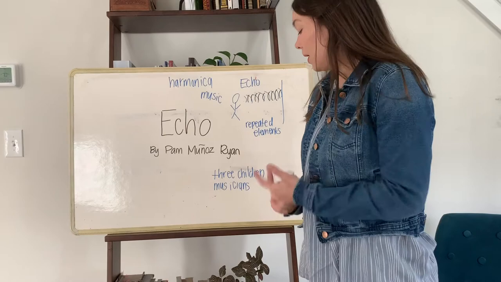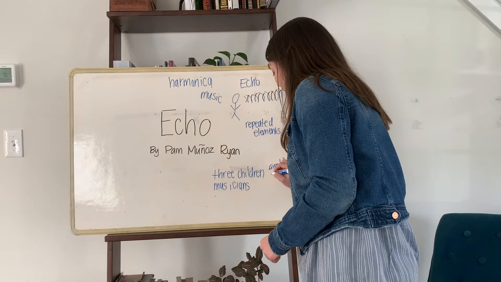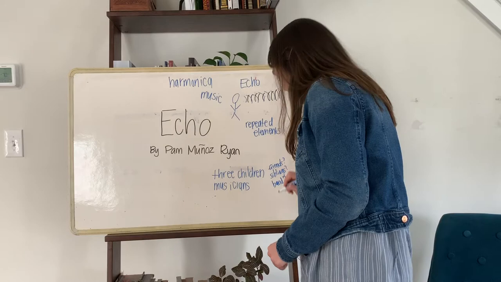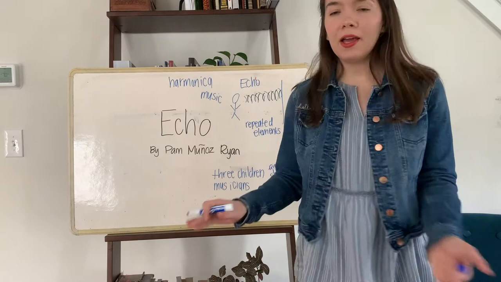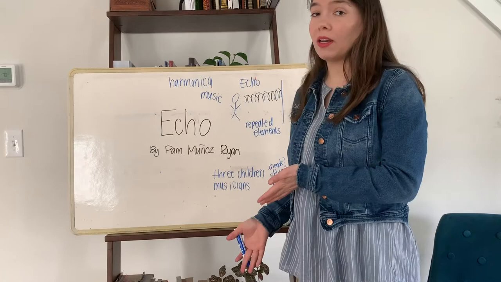Because I see those three children playing the harmonica, I'm wondering, are they friends? Siblings? Are they in a band? Or maybe they're all taking harmonica classes together? I'm not sure, and I can't really tell from just looking at the book, but obviously the three children are an important part of the story, or they probably wouldn't have ended up on the book cover.